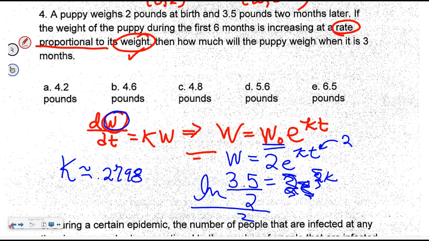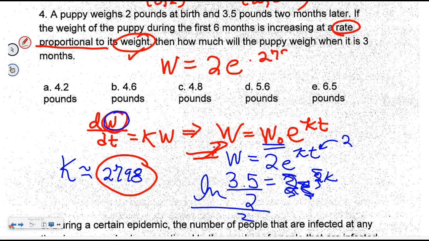So my weight at any given time, I can find by doing 2e to the 0.2798 times time. The question was, how much will the puppy weigh at 3 months? So you just plug in a 3 for T in your model and go to your calculator. It looks like Alexis has a B. Can anyone back that up? Yep, Riley. Okay, so the answer to that is B.